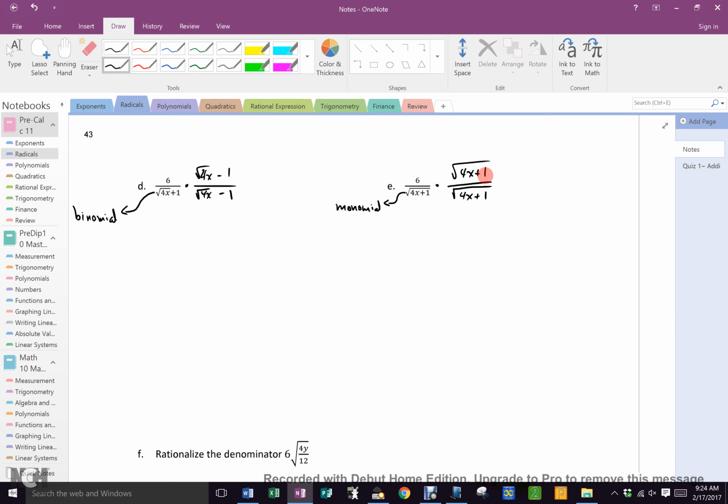Okay? All right, so now this one is going to be 6 root 4x, right? Minus 6. Everyone agree? On the numerator over what?